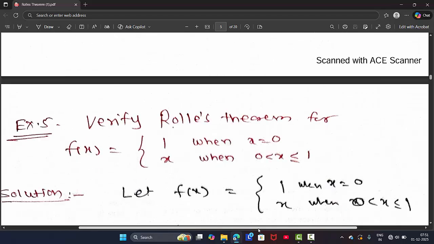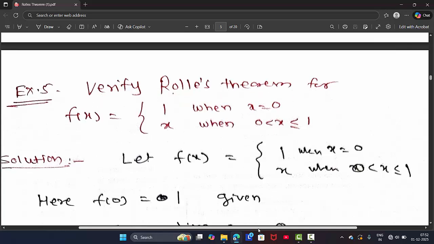Next, fifth problem. Verify Rolle's theorem for f of x equal to 1 when x equal to 0, and x when 0 is less than x less than or equal to 1. The given function f of x is 1 when x equal to 0 and x when x lies between 0 and 1, that is 0 less than x less than or equal to 1.